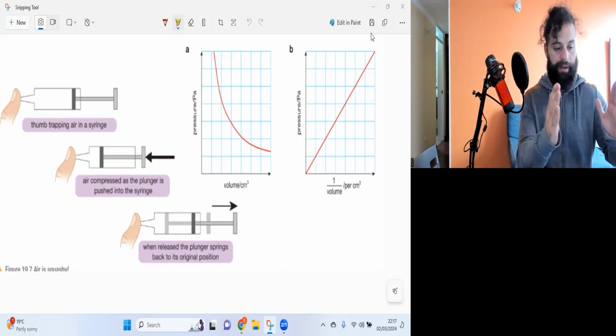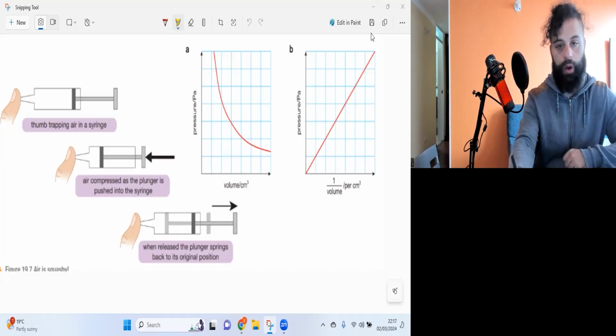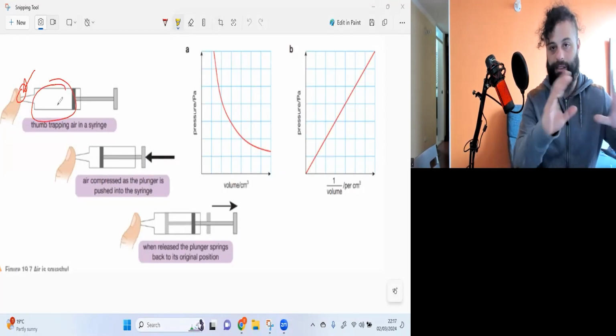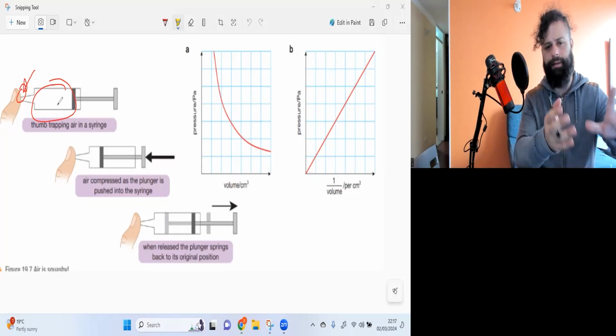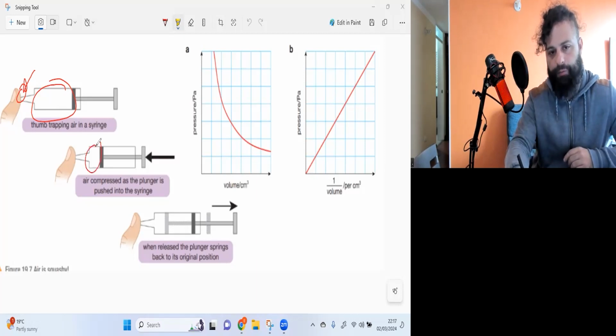Okay, you can compress gas pretty easily, but as you decrease the volume, so if I look at this syringe over here, okay, I put a finger stopping the air from escaping. So the number of gas molecules inside it stays the same. Okay, there's a lot of gas molecules inside it. It stays the same. So as I push the plunger, I'm decreasing the volume.